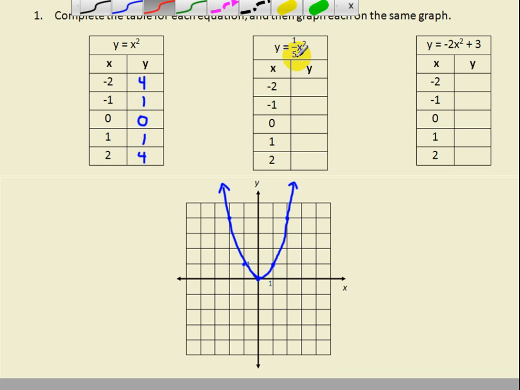So now we simply take 1/5 of those. Instead of having 4, we have 1/5 times 4, which is 4/5. And instead of having 1, we have 1/5. Now at 0, we still end up with 0. And again, we're going to have that symmetry here, so we get 1/5 and 4/5.